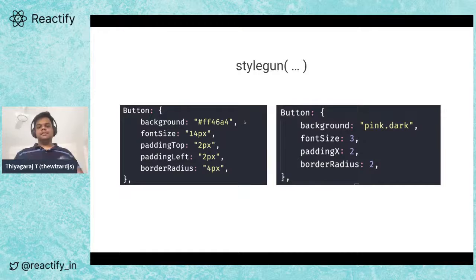So StyleGun does the magic. It basically takes the configuration which you supply, does the mapping, and gives you the CSS object which any CSS in JS solution would understand.